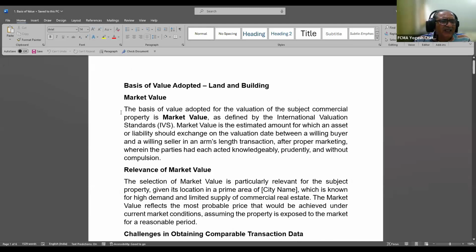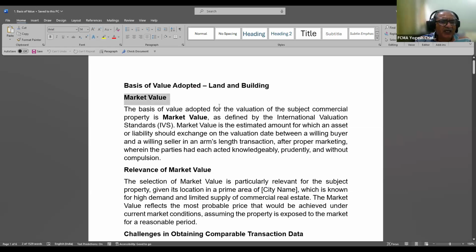Now, we will assume that this valuation is for a commercial property, and the transaction is a purchase and sale transaction, or a transfer of property. Under that, how will we make the text in the valuation report? So this is the basis of value.